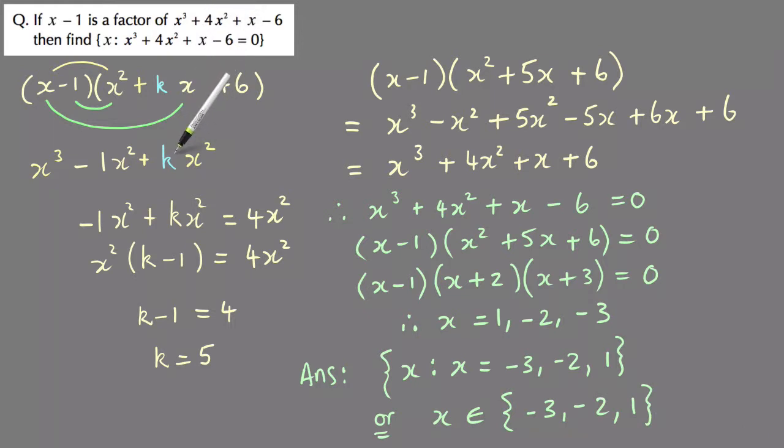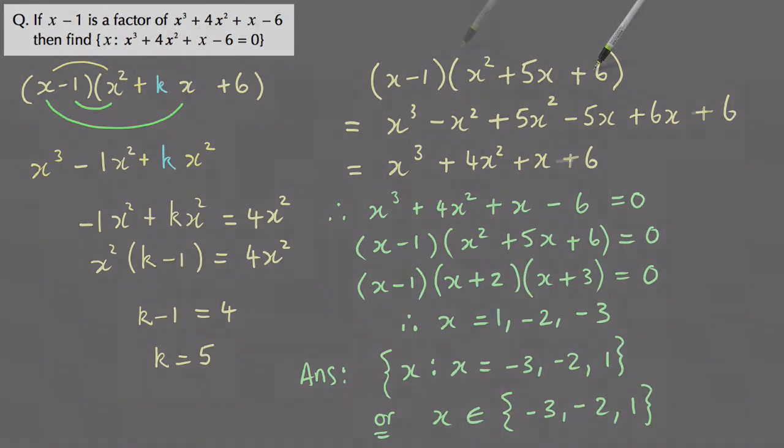So what I've done is just taken these two and then let them equal 4x squared. And then taking out a common factor of x squared, you get k minus 1 equals 4. Equating the coefficients of the x squared here, you get k minus 1 equals 4, and from there k equals 5. So that means this quadratic becomes x squared plus 5x plus 6.